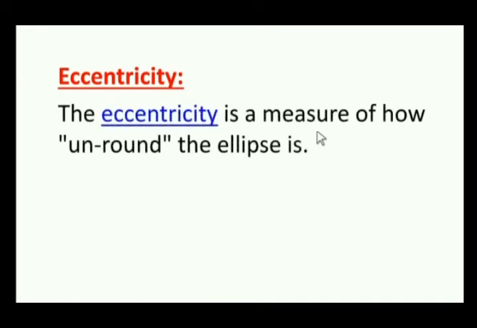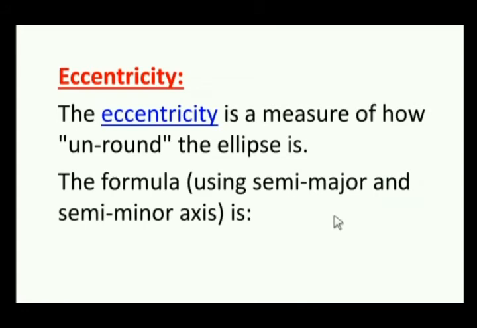The eccentricity is a measure of how unround the ellipse is. It means, what is the value of e when the ellipse is unround. The formula using the semi-major and semi-minor axes is the square root of a square minus b square, where a represents the major axis and b represents the minor axis. So e equals the square root of a square minus b square, divided by a.